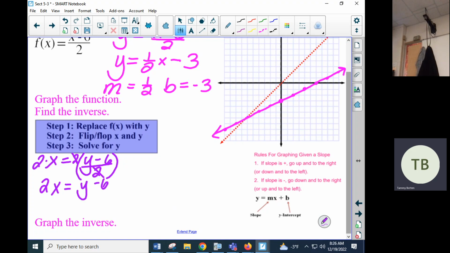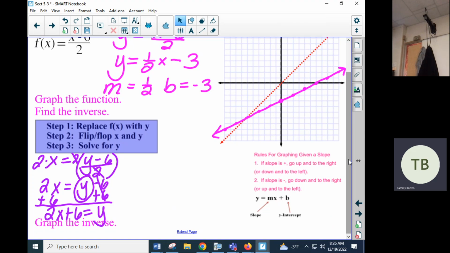And what I'm trying to do is solve for y so that I can tell what my slope and my y-intercept are. So then I'm going to get rid of the -6 by adding 6. And y would equal 2x plus 6.